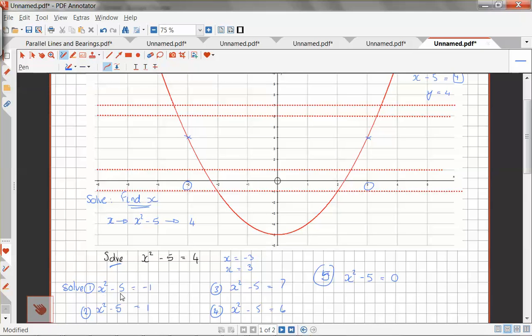So when x squared minus 5 is minus 1, this is the minus 1 line, so it's here. So we get our answers. X equals 2 and minus 2, so we get 2 answers. Okay. When it's equal to 1, well, what do you notice? So it goes in between. So what do we think? Minus 2.5, maybe. Yeah, minus 2.5 and x equals 2.5.